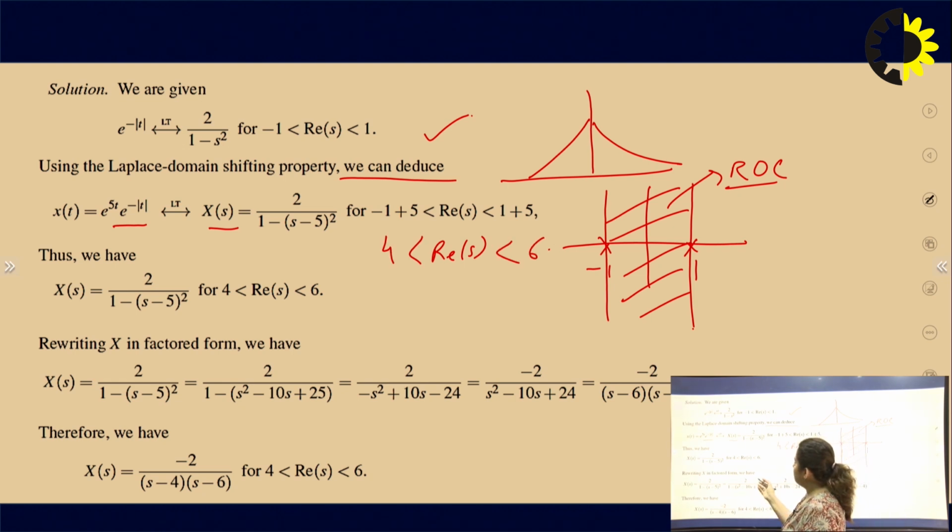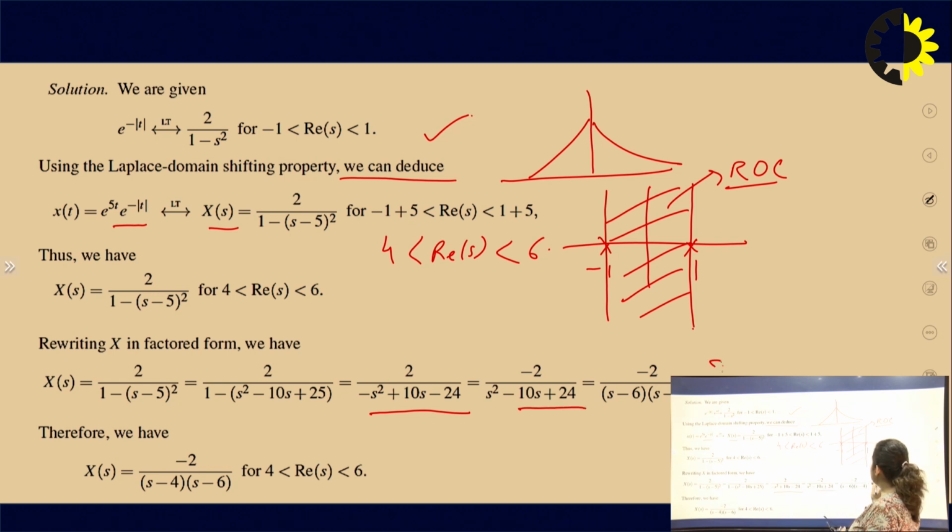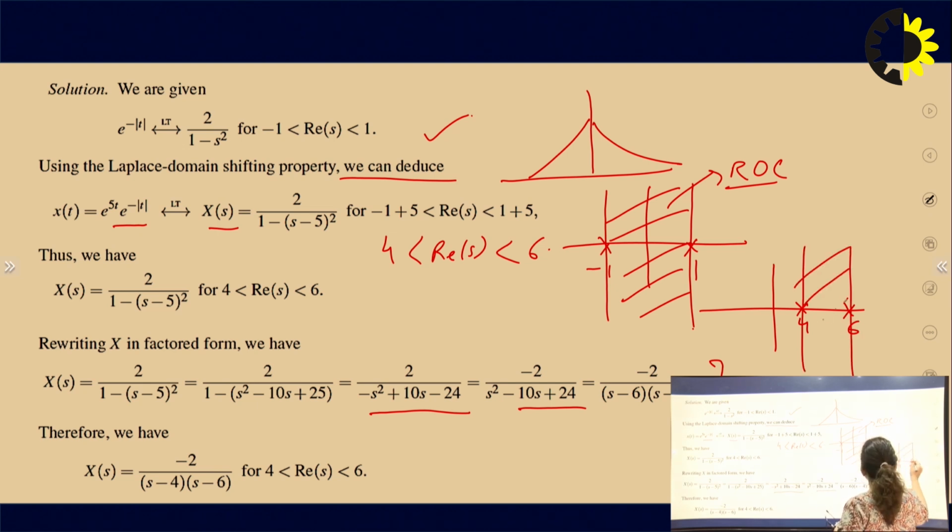Rewriting this in factorized form, we have X(s) equal to 2 upon 1 minus (s minus 5) whole square, or 2 upon 1 minus (s square minus 10s plus 25). We can solve this as minus 2 upon s square minus 10s plus 24, and from these roots the poles are at 6 and 4. So one pole is at 4 and one pole is at 6. The ROC is the strip between the two, real of s greater than 4 and less than 6. So this is sigma, this is j omega.